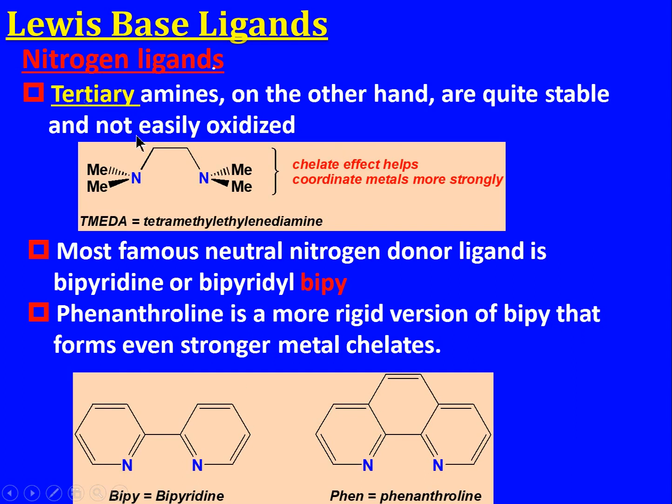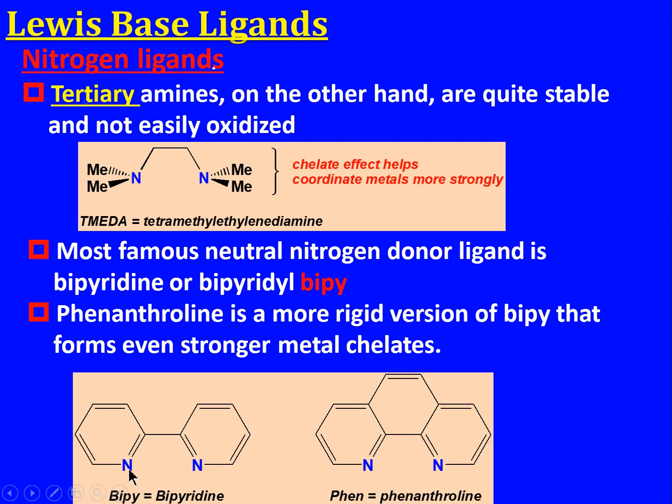So tertiary amines such as tetramethylethylenediamine, TMEDA, are quite stable and not easily oxidized. The most famous neutral nitrogen donor ligand is bipyridine or bipyridyl, and the abbreviation is bipy.